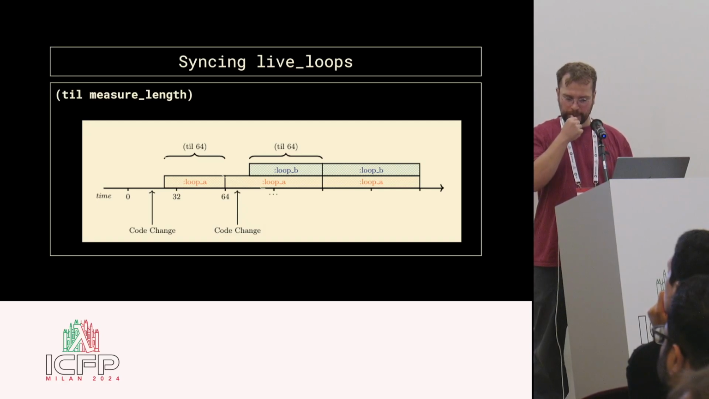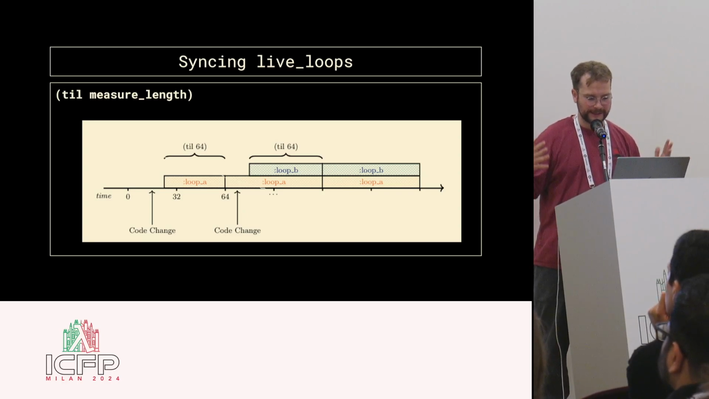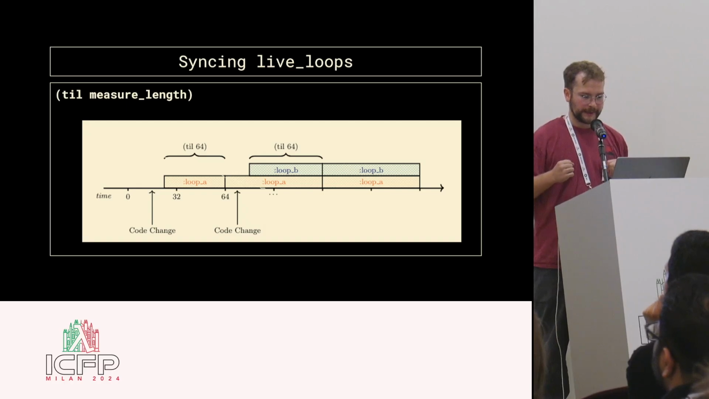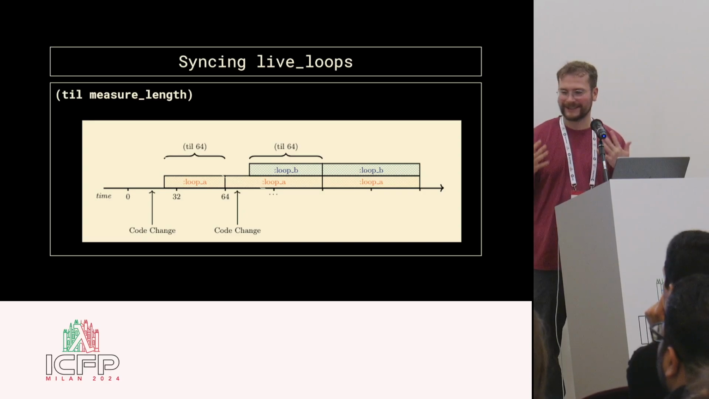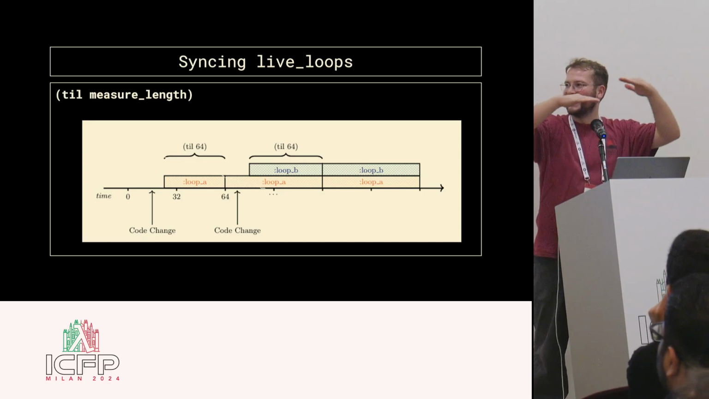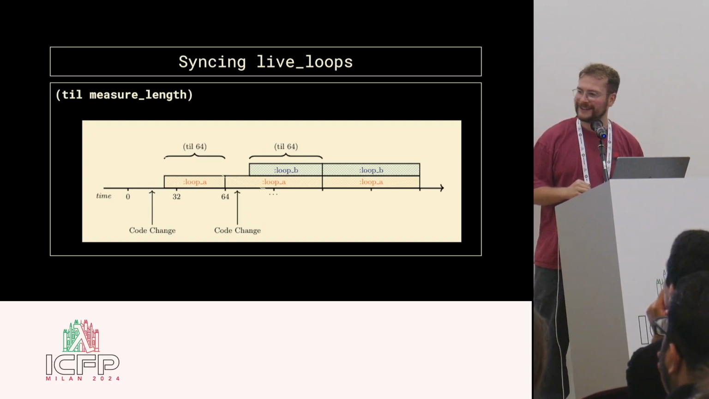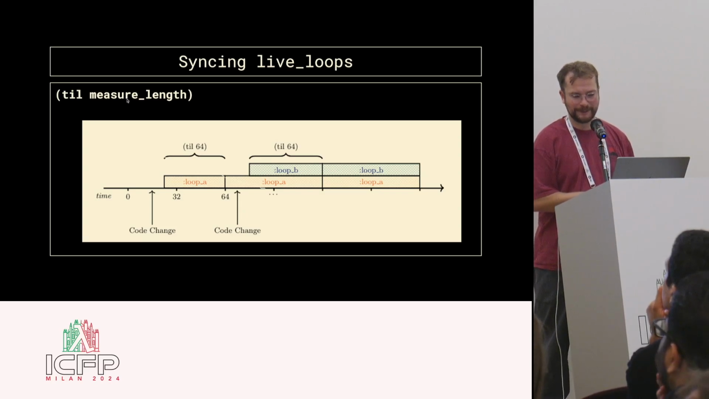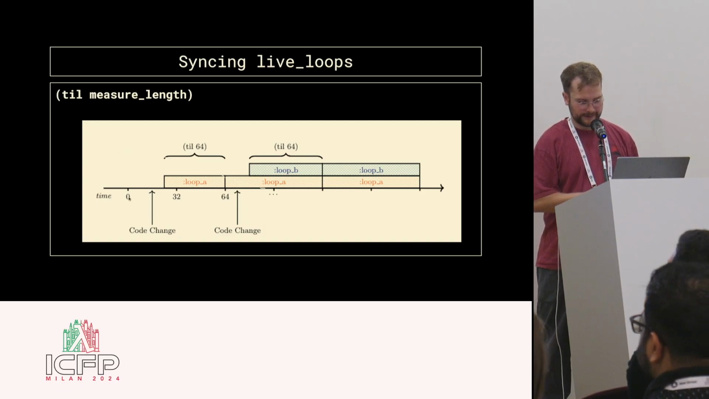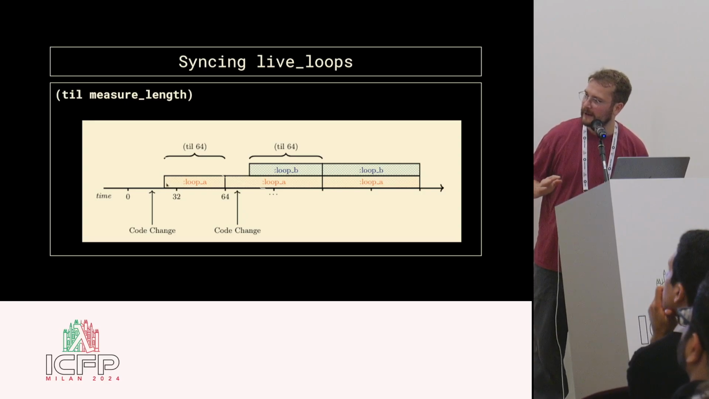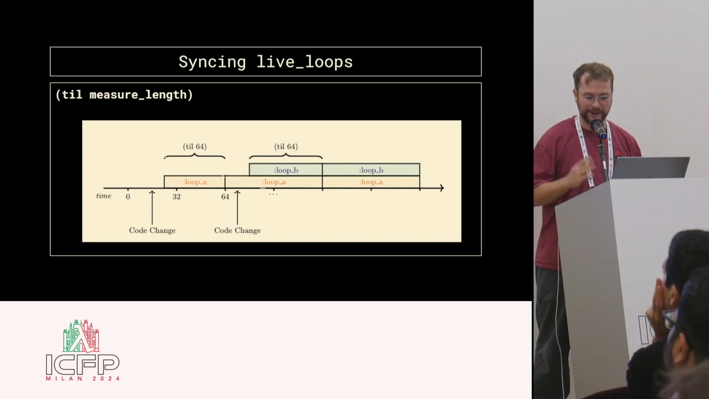Syncing live loops. So you can have as many live loops as you want, and they all exist in this virtual time. But if you start one and you create another one, they don't necessarily have to start at the same time or play over the same time. But if you want them to, the way you can do that is with this till measure length. And till measure length, if you call it, say here from loop A, in its virtual time, it will return to you the length of time until the start of the next measure of that length.